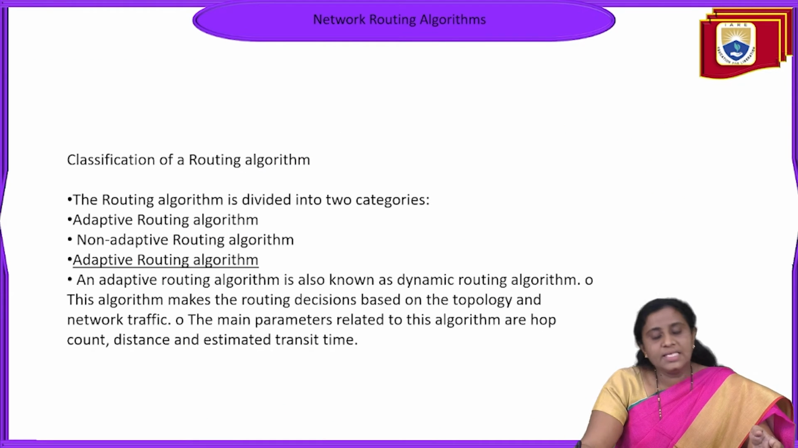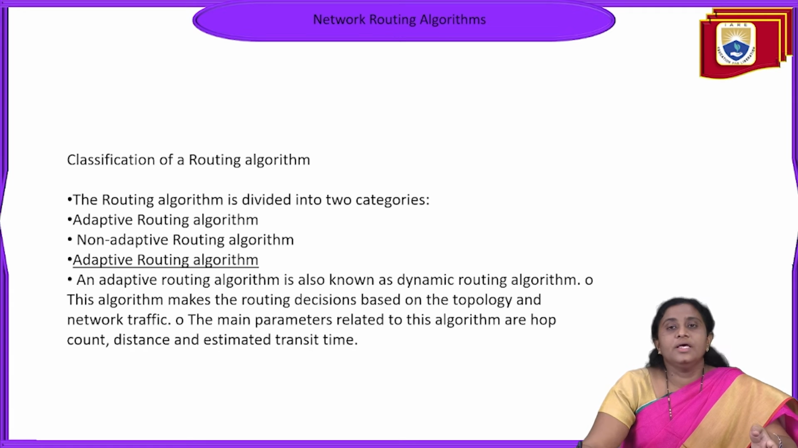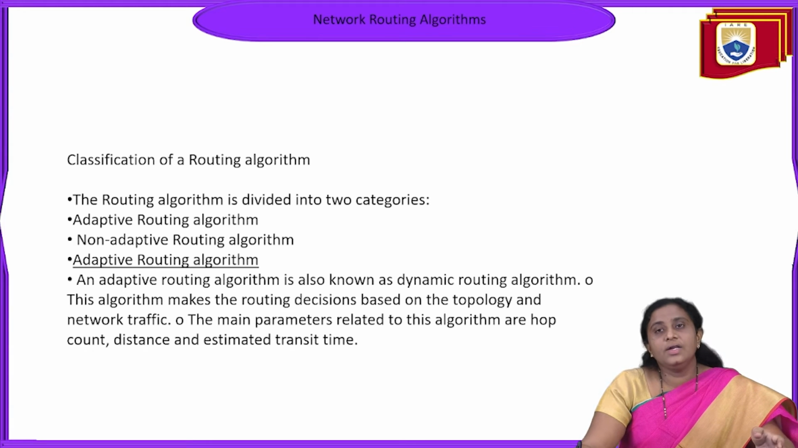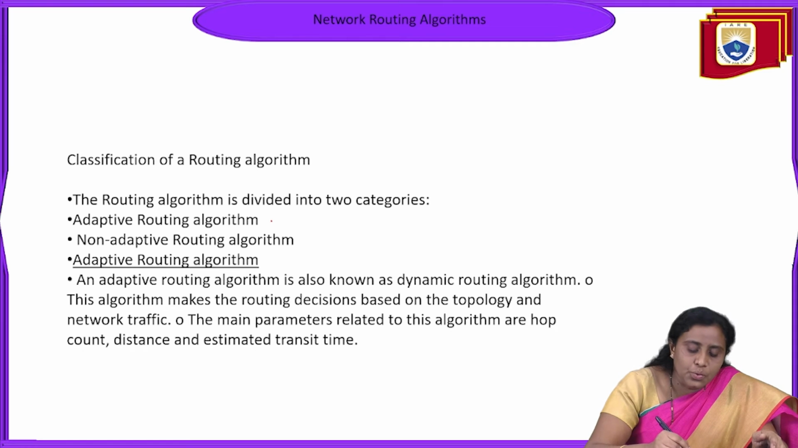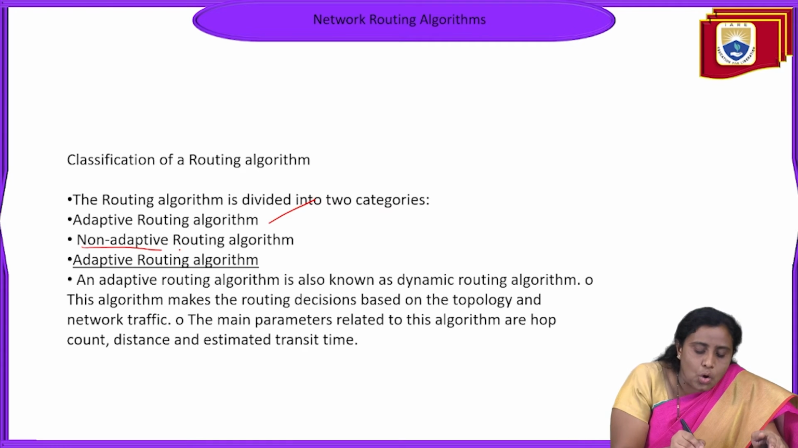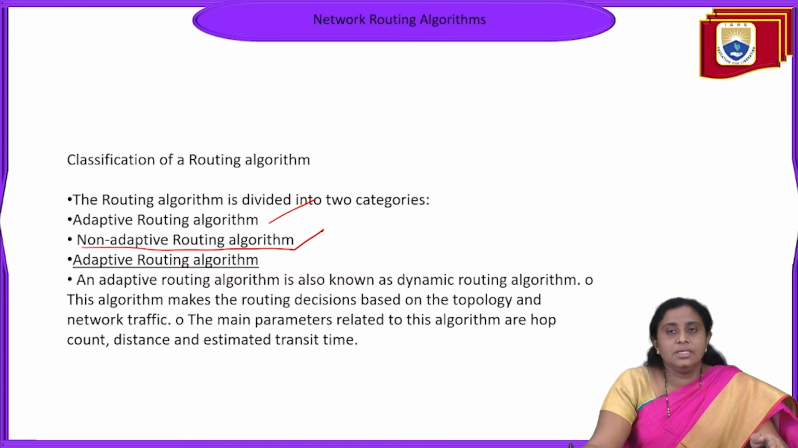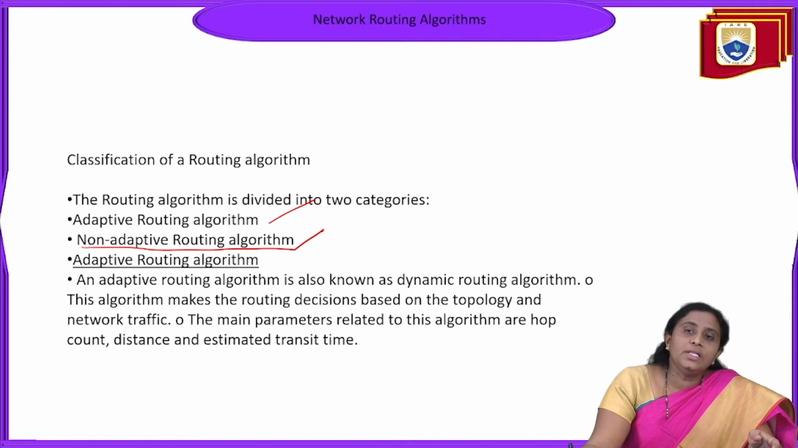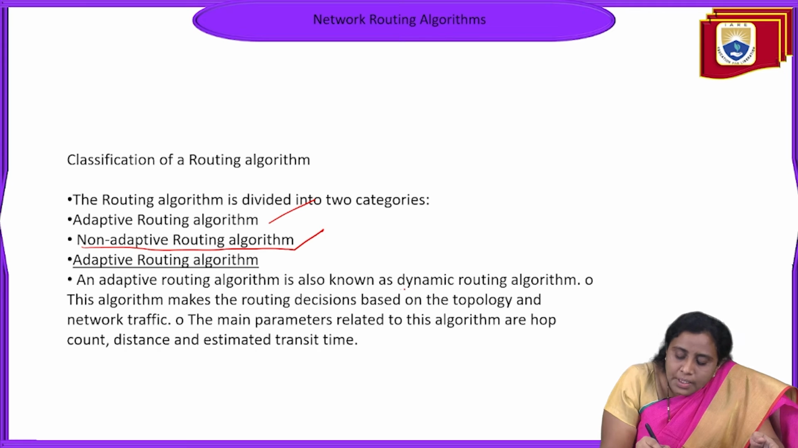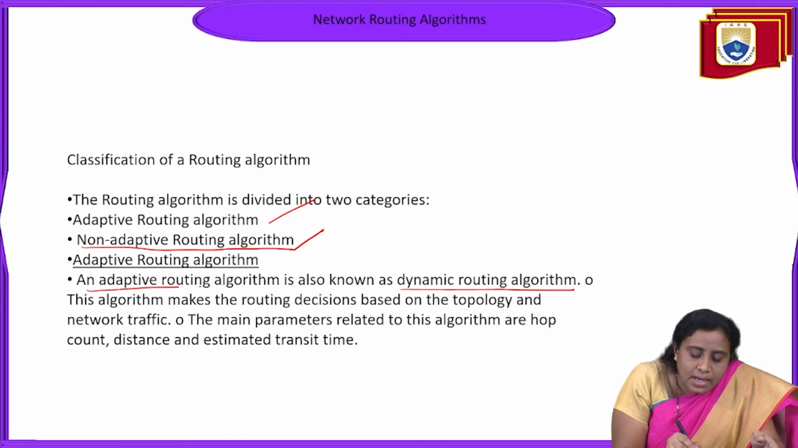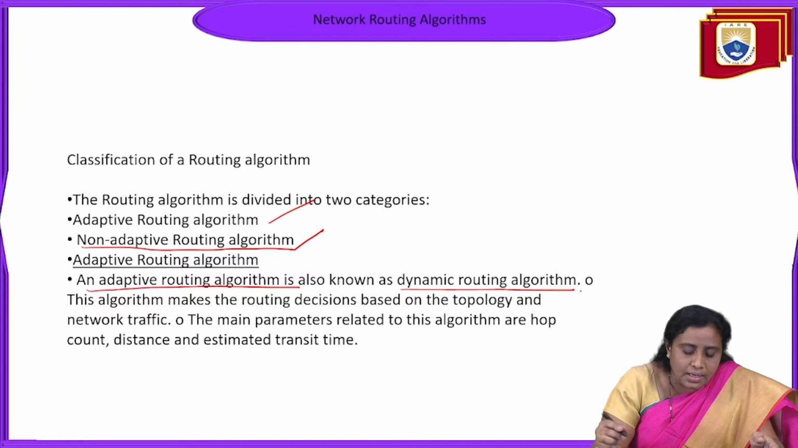Coming to the classification of routing algorithms. The routing algorithm is divided into two categories. The first one is the adaptive routing algorithm. The second one is the non-adaptive routing algorithm. Coming to the first one, the adaptive routing algorithm. If you define it in a single way, it is nothing but a dynamic routing algorithm. An adaptive routing algorithm is also known as a dynamic routing algorithm.